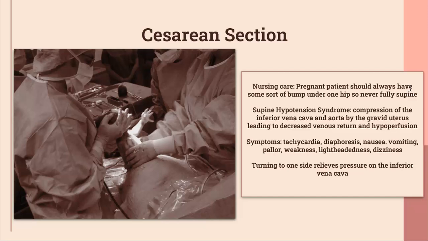And again, supine hypotension syndrome is a compression of the inferior vena cava and the aorta by the gravid uterus, and it can lead to decreased venous return, hypoperfusion. Symptoms are going to be tachycardia, diaphoresis, nausea, vomiting, low blood pressure, lightheaded, dizzy. You want to turn mom to one side to relieve that pressure. So again, hopefully if you get to see a cesarean birth and you're in the OR, mom will be supine with the exception of a little bit of a bump underneath one hip.